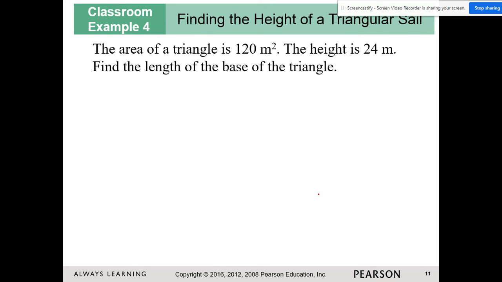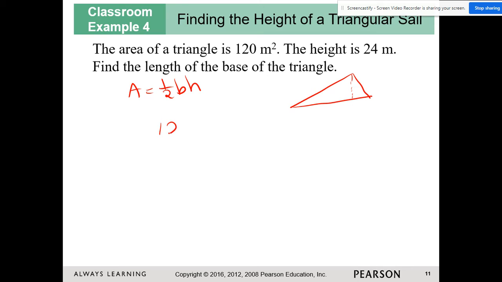Area of a triangle. All right, so we've got a triangle. That's not a triangle. Let me try again. Now we got a triangle. And we've got the height. And this is our base. Okay, so remember for area of a triangle, 1/2 base times height. And we know the area is 120. All right, the height is 24, find the base.